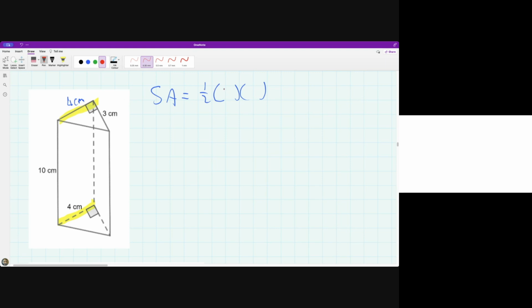So I'm going to say a half times 3 times 4, but I'm going to double it because there's this triangle and there's this triangle down here. Now, you still need to figure out a bit more. What do you get for the final surface area?